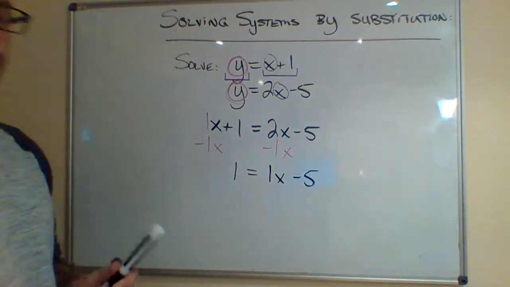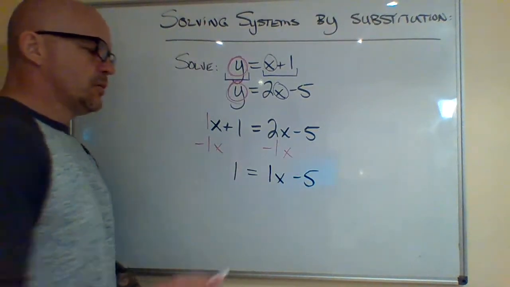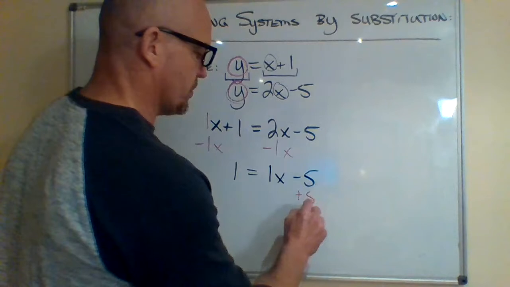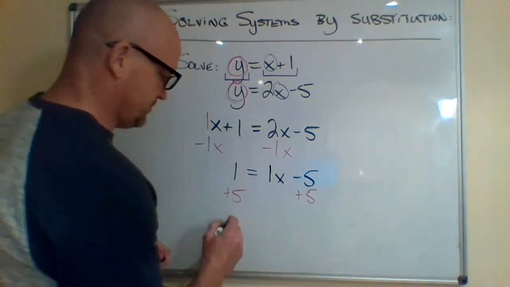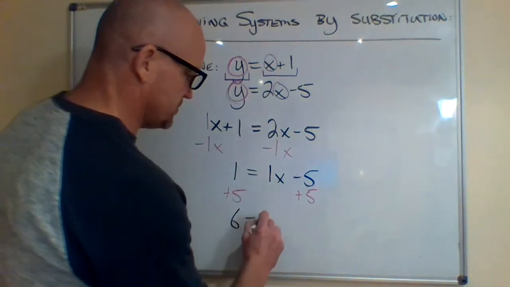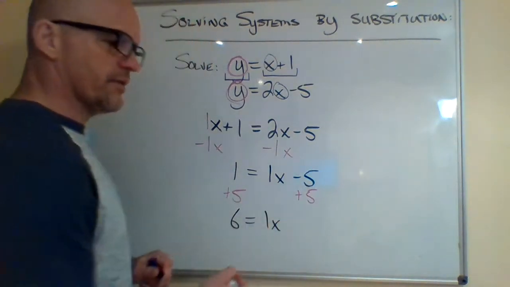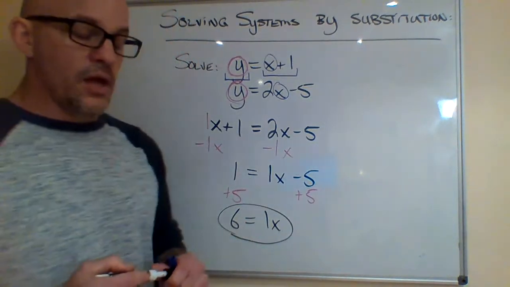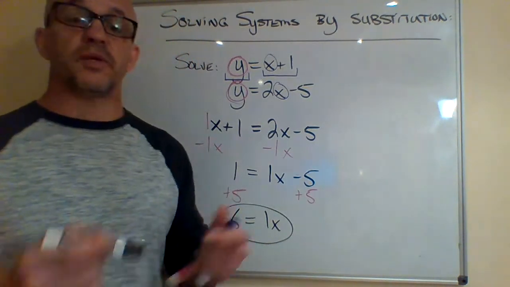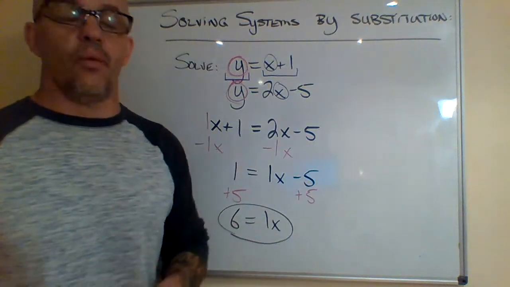Now it's a two-stepper. We can turn and burn through that. We, of course, get rid of the minus 5. We add 5 to both sides. 1 plus 5, of course, is 6. And that equals 1x. No need to get rid of the 1. We can if we want, but we know x equals 6. Now, of course, we need the point, which means we need the x value and the y value.